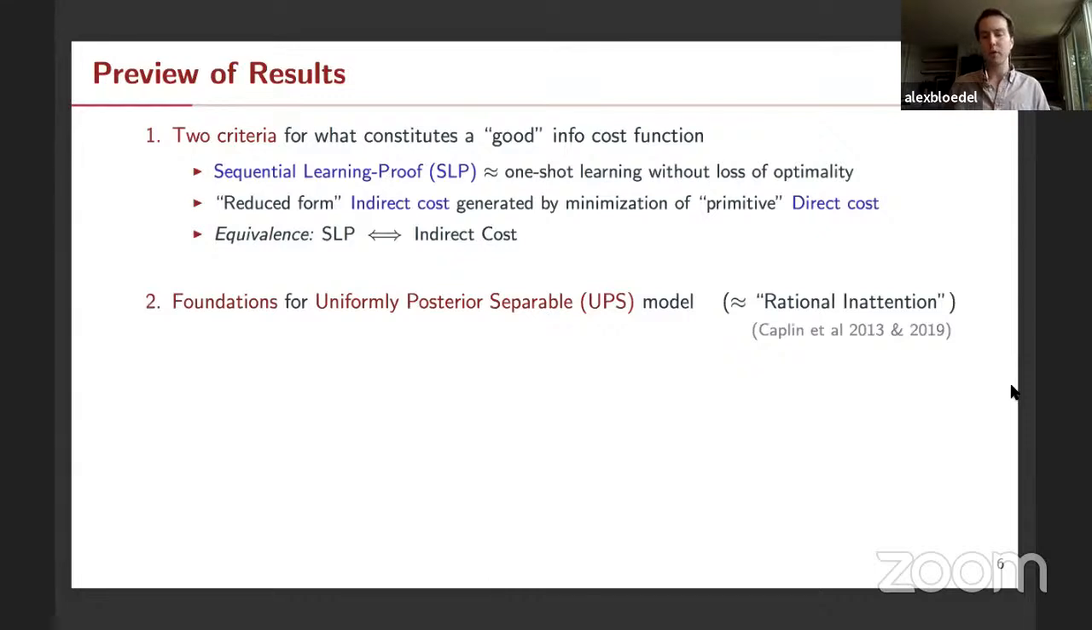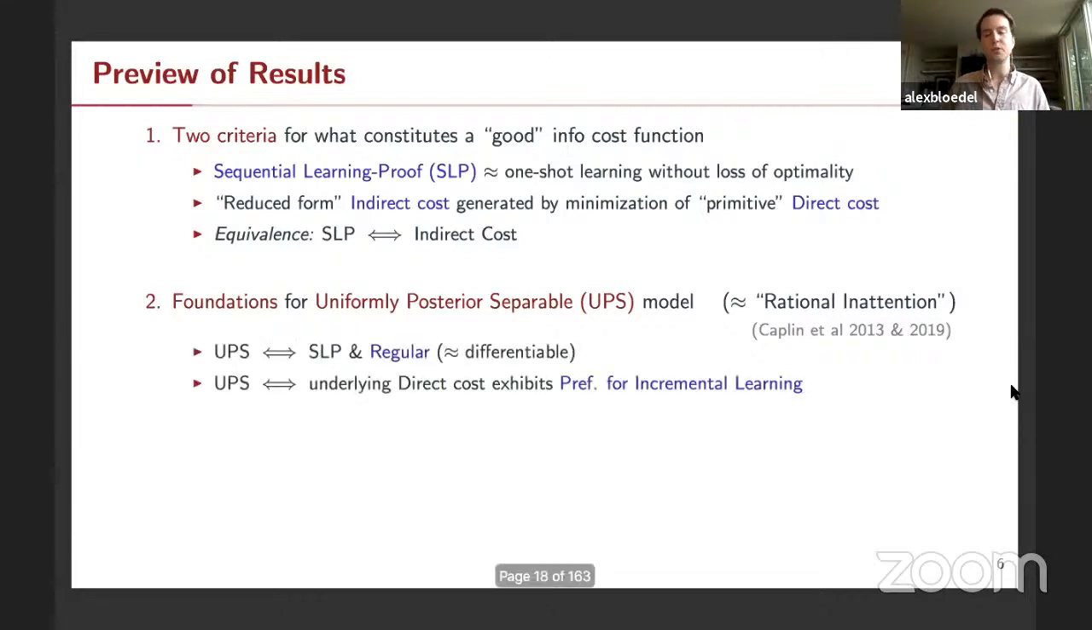In the second part of the paper, we then use this framework to provide micro-foundations for the so-called uniformly posterior separable, or UPS cost functions, which were first introduced by Andrew and co-authors, and which these days are basically synonymous with the modern rational inattention approach. We present two characterization theorems. The first says that a cost function is UPS if and only if it's SLP and also satisfies a seemingly mild smoothness condition that we call regularity. This provides apparently compelling foundations for the UPS model.